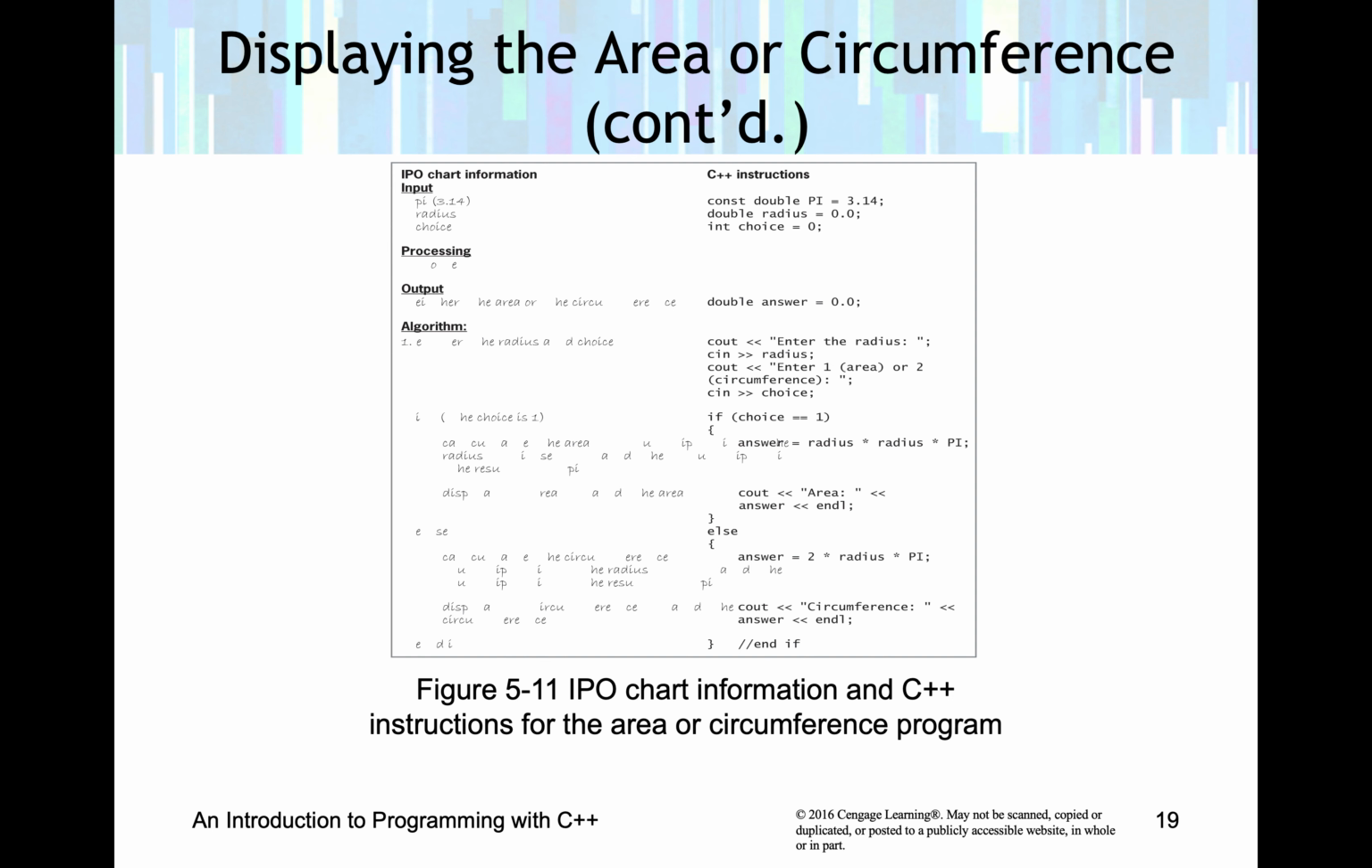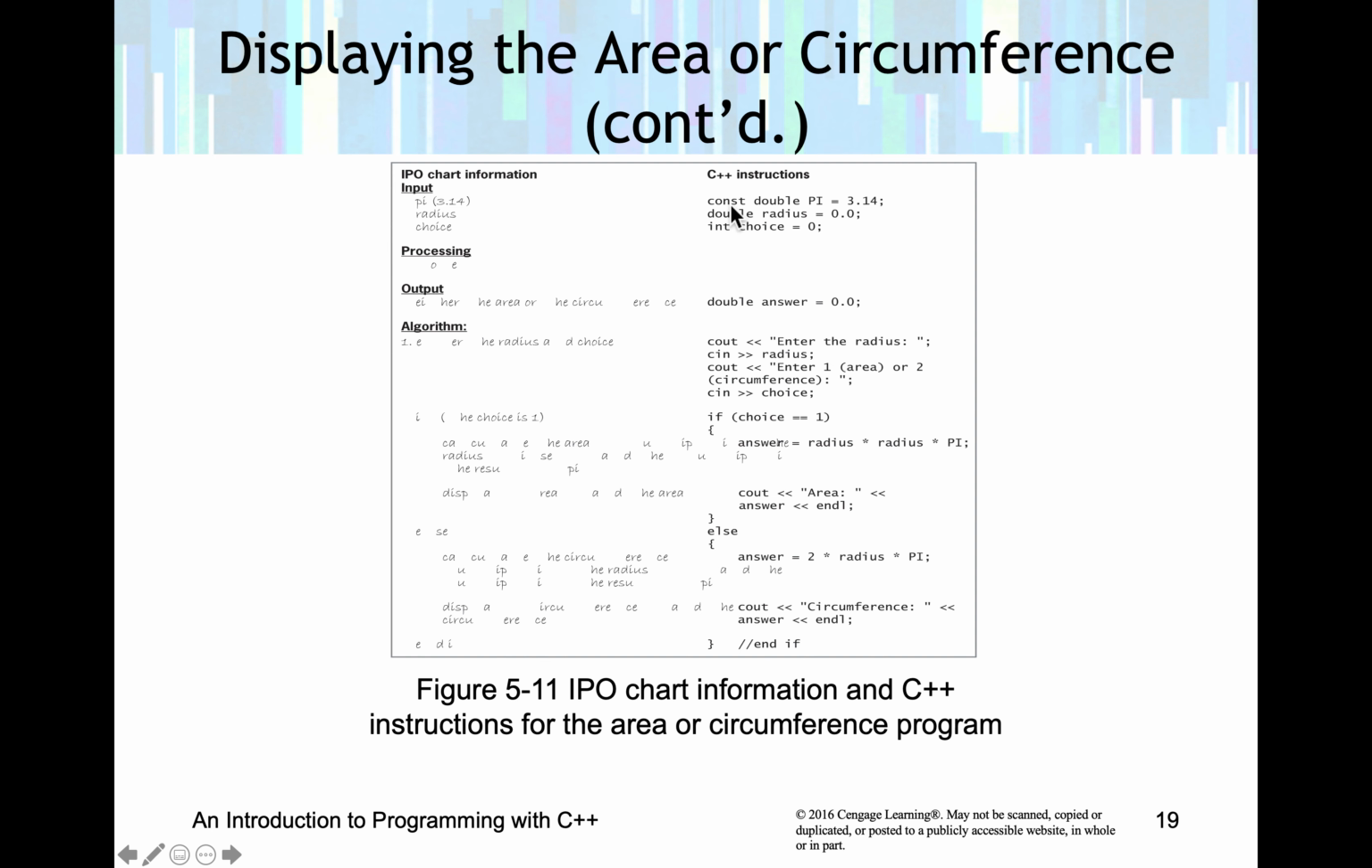I apologize for the algorithm. For some reason it goes crazy, but you can see this in your book, figure 5-11. It has the IPO chart, but I'm really just concerned about the C++ instructions. Here we're just going to look at some things that they did and review a little bit about what we talked about in the previous chapters.